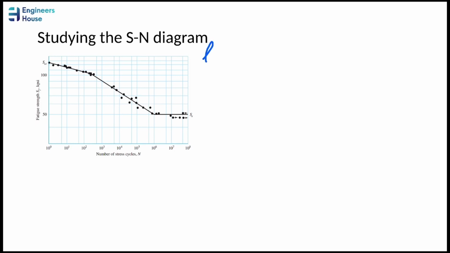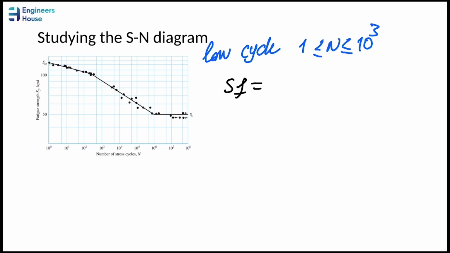For the low cycle fatigue, which is basically between 1 till this value, and it would be this part of the diagram, we have an important relation, and that is SF, the fatigue strength, will be equal to SUT times N divided by 3. We have this parameter F here. We will discuss it later.